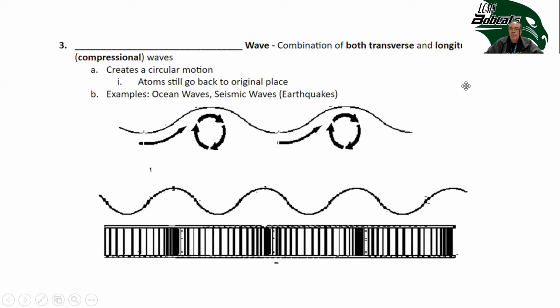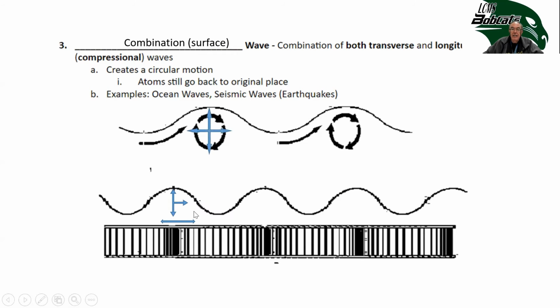And then the third type of wave motion is a combination. A lot of times these are called surface waves, okay? And it's a combination of both transverse and longitudinal waves. So down here I put a longitudinal wave and a transverse wave. And remember, in the transverse wave, the matter is moving up and down, perpendicular to the direction of the wave. And then in the compressional wave, it's moving back and forth, parallel.